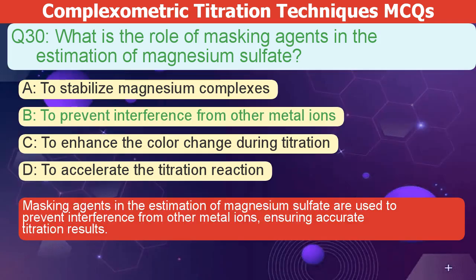The correct answer is B. Masking agents in the estimation of magnesium sulfate are used to prevent interference from other metal ions, ensuring accurate titration results.